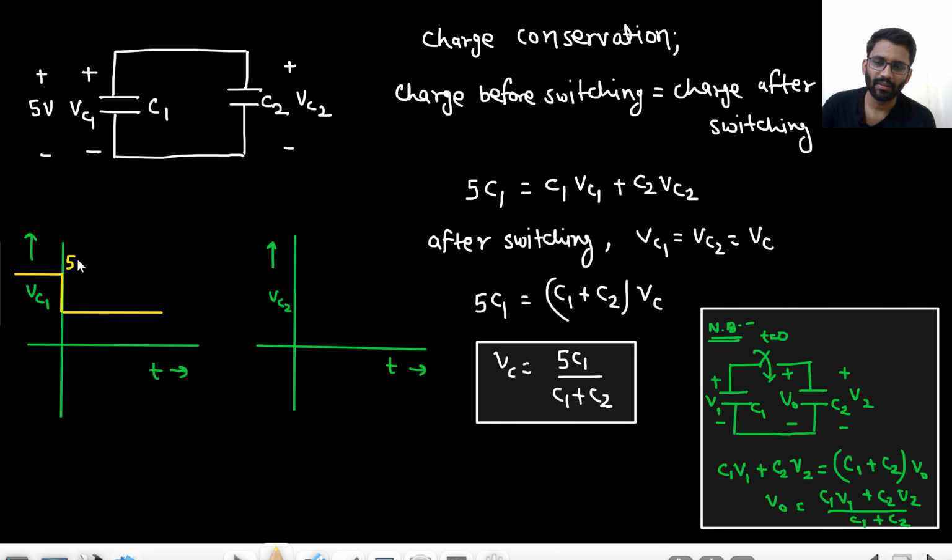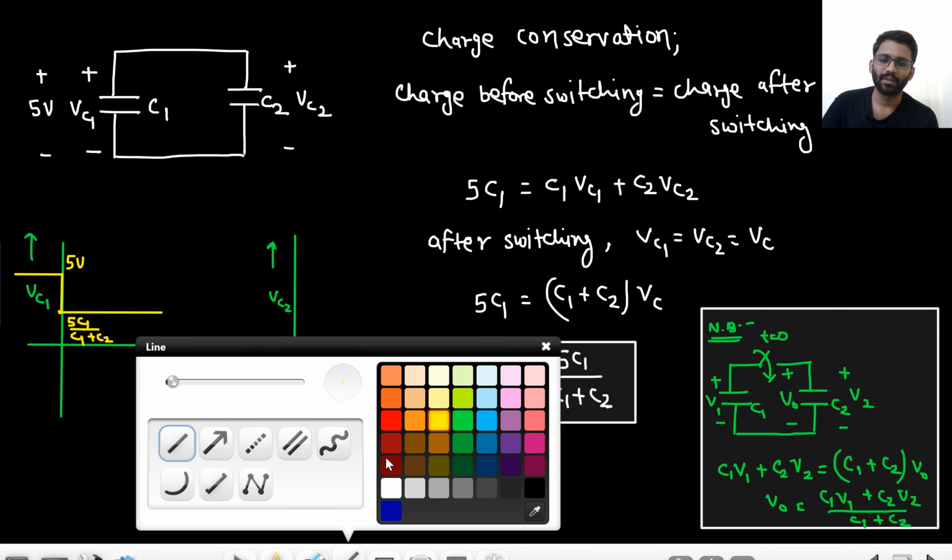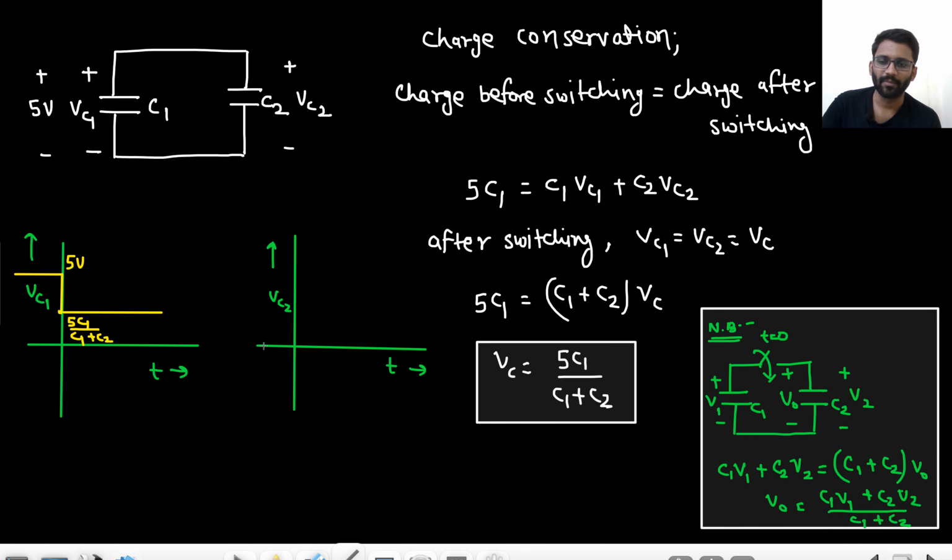This is 5 volt and going down to 5 C1 upon C1 plus C2. And what about this? In case of VC2, we are coming from 0 and then we are going up to 5 C1 upon C1 plus C2. No transient. 5 C1 upon C1 plus C2. What is the time constant? 0 second. What is the time constant? 0 second.